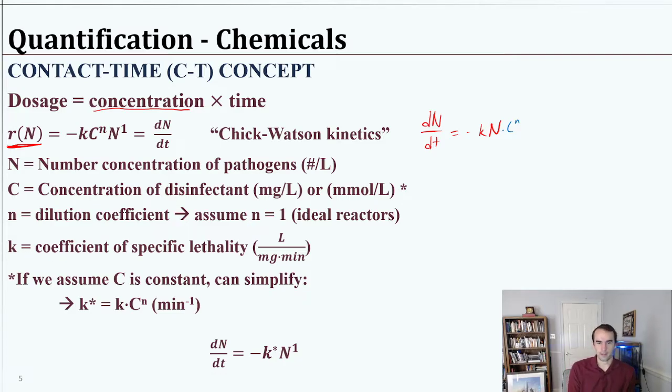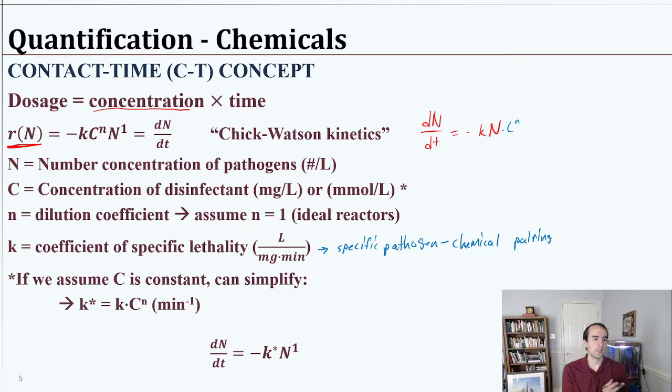Okay, then the rate constant K here is what we call a coefficient of specific lethality. And this is specific per pathogen, and it's specific per disinfectant. So this is a specific pathogen or microbe to chemical or other disinfectant pairing.